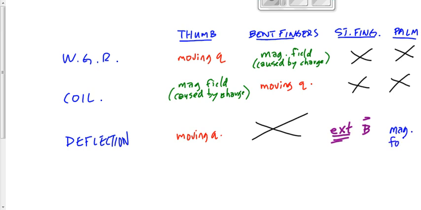So in the first rule: thumb, current; fingers bent in the direction of the field. In the second one, it's thumb in the direction of the field, fingers in the direction of the current or the moving charge. And in the third rule, it's thumb, current; fingers stretched out in the direction of the external field, and palm points in the direction of the force. We're going to take a look at two questions here, questions 19 and 22.